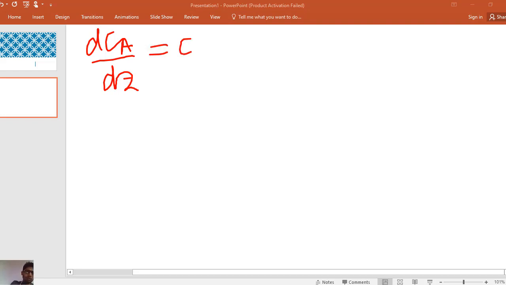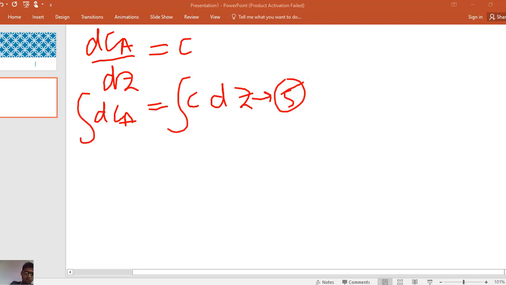Now further simplify: dCA by dZ is equal to C, a constant, into the change in the z direction. Now take the integral of this equation. Suppose this is equation number 5. Take the integral on both sides of this equation. The constant will come out from the integral, so it will be C into dZ. This is the dCA.